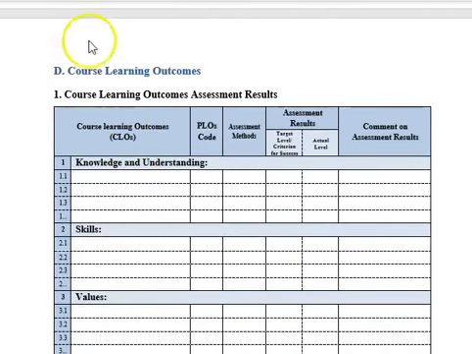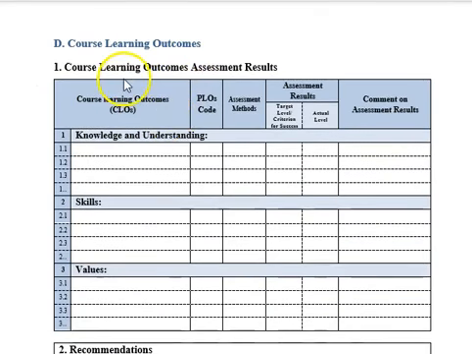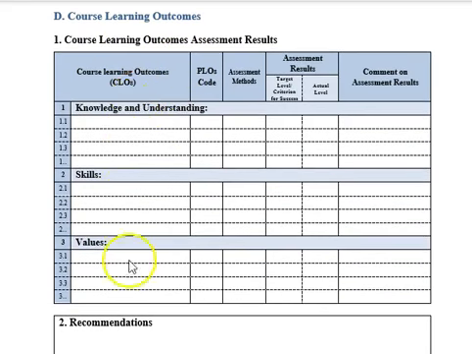Section D, Course Learning Outcomes. Copy and paste your course learning outcomes and program learning outcomes from the course specifications. Write the assessment methods that you used for every course learning outcome. Write the evaluation results. The target level is the target approved by your department.